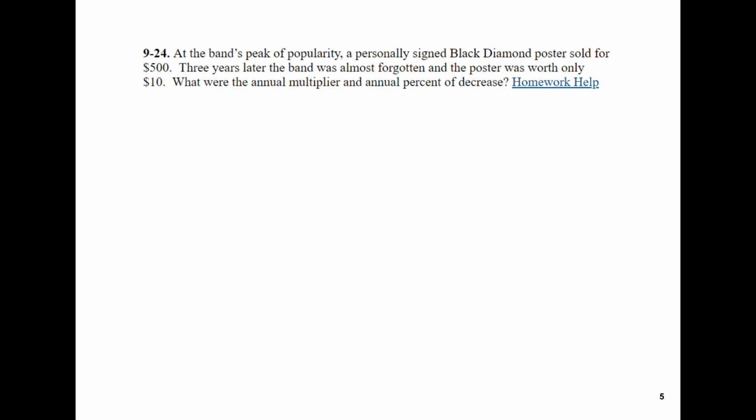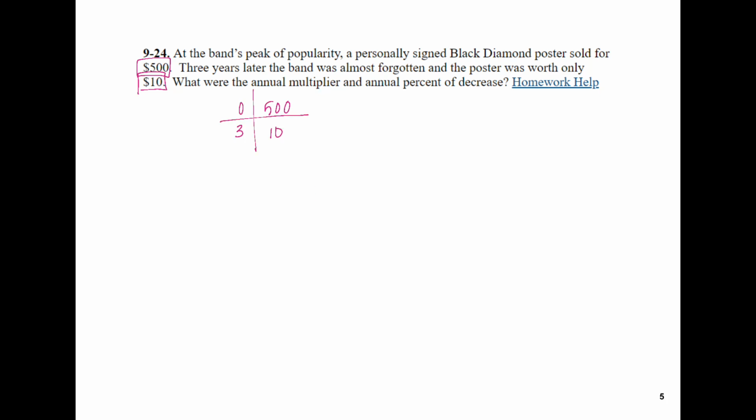At the band's peak of popularity, a personally signed black diamond poster sold for $500. 3 years later, the band was almost forgotten and the poster was worth only $10. What were the annual multiplier and the annual percent of decrease? So we know at the band's peak, it was worth $500. And we know that 3 years after that, it was worth $10.